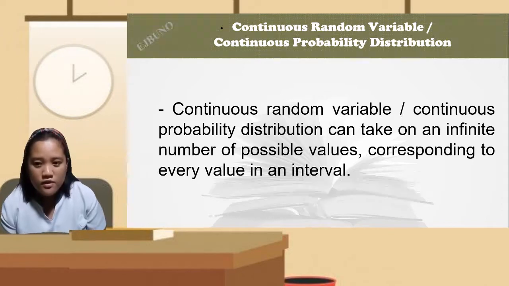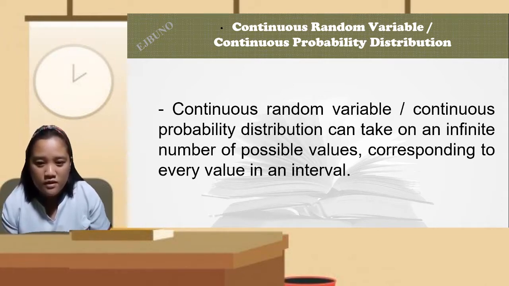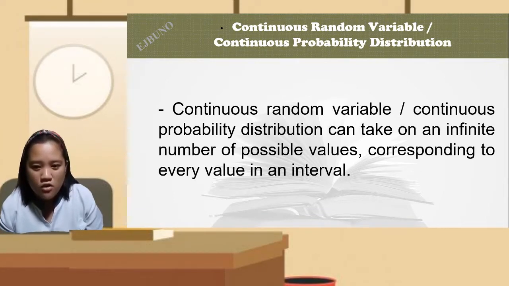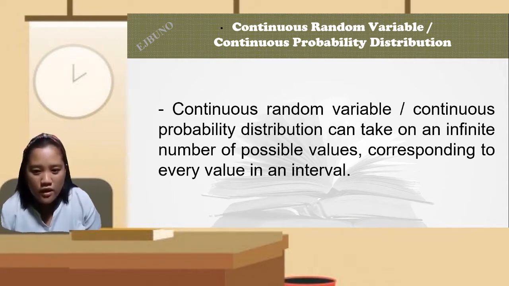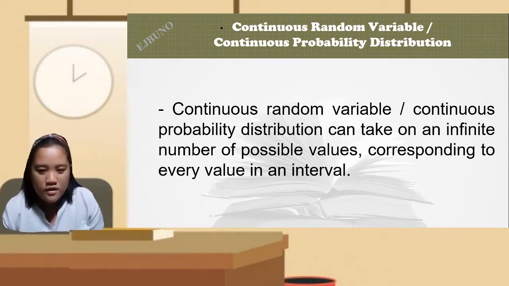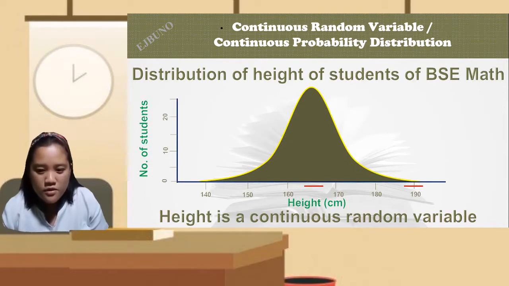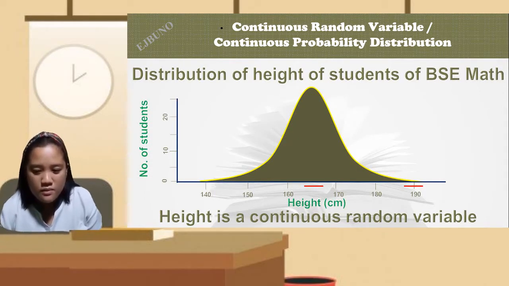So a random variable might take on the value 5.15, 5.5, or 5.54093 or what have you. Any of the infinite number of values in between 5 and 6. Another common one that we see is a random variable taking on any positive value, so any value between 0 and infinity. Example: distribution of height of students of BSE Math.